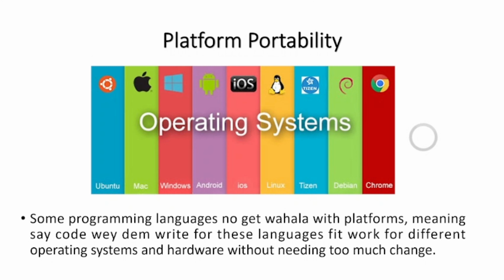Now, platform portability. Some programming languages no get wahala with platform, meaning say code wey you write for this language fit work for any operating system and hardware without the need to make much changes. But there are some programming languages, example like Swift. Swift no fit work for Windows. They only work on iOS and Mac operating system because they are platform dependent. But there are some programming languages, example like Python, JavaScript. They no dey look operating system before they work. So some programming languages get platform portability, meaning regardless of the platform, regardless of the operating system wey dey use, those programming languages go work on top them.